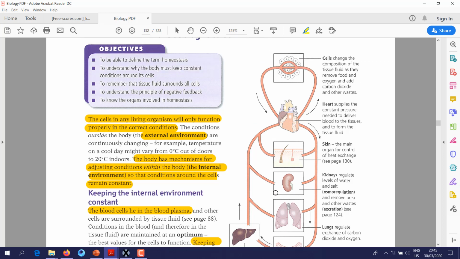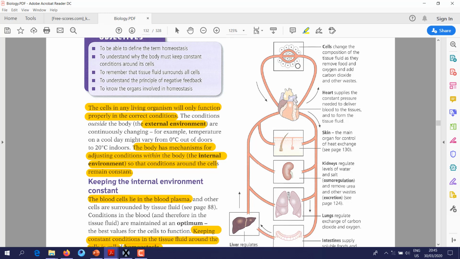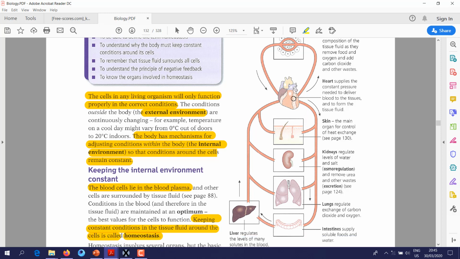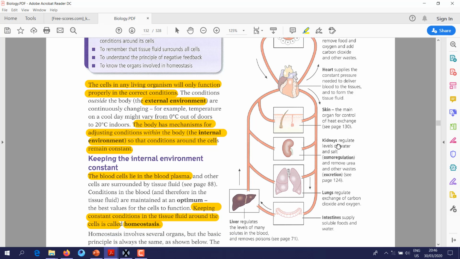Now, let's take a look at this diagram. Blood goes to the heart. What is the function of the heart here? It is to pump blood to all the body cells, so they can use the oxygen and nutrients from it. Then this blood goes to the skin, the main organ for controlling heat exchange. Then the heart will also send blood to the kidney. What is the function of the kidney? It is to regulate the level of water and salt.